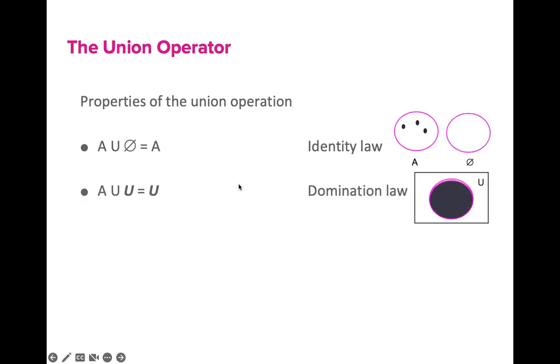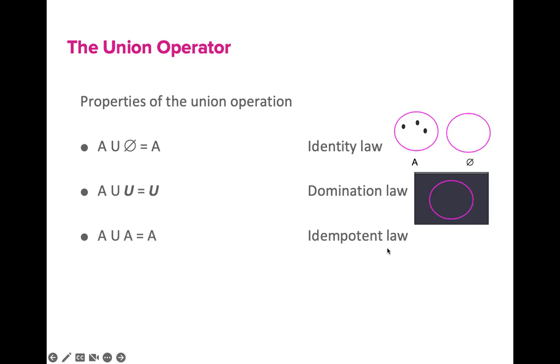Now, A union the universal set is the universal set. And this is what we call the domination law. So going back, we have this set A, and then taking the union with the universal set, it will result in the universal set. So we are essentially combining elements from A and the elements from the universal set. So we then have the universal set.